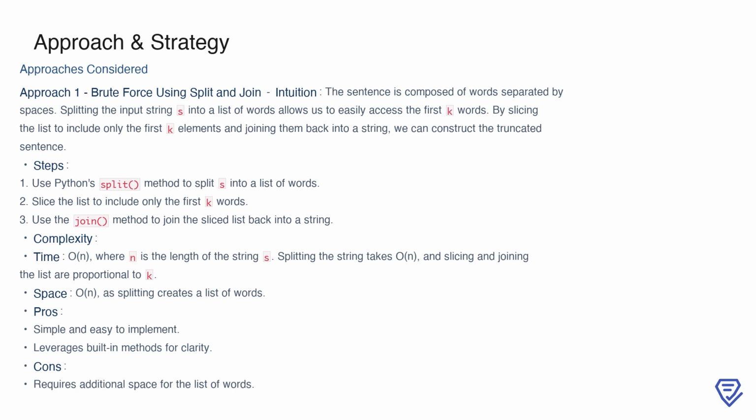This approach is simple to implement and makes use of Python's built-in methods, which are both efficient and easy to read. However, it comes with a trade-off. While the time complexity is O(n), since we process the entire string once to split it, the space complexity is also O(n), because we create an intermediate list to store the words. This additional space usage may not be ideal in scenarios where memory is constrained, but it does offer clarity and ease of implementation, making it a strong candidate for many use cases.